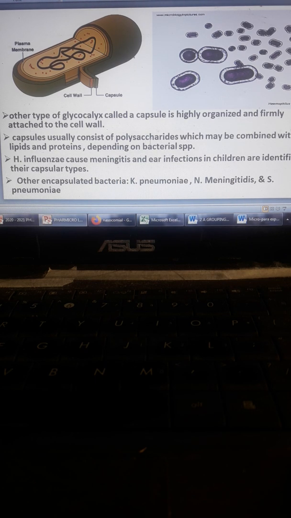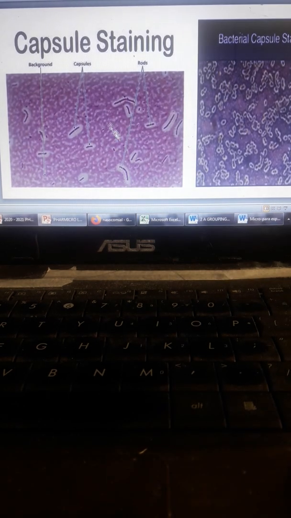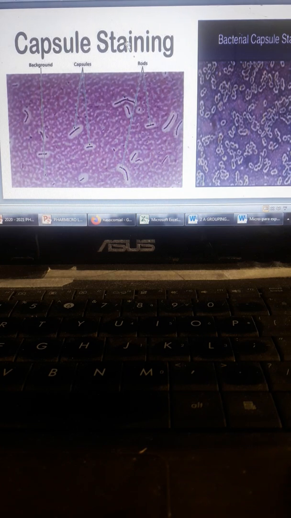Capsules usually consist of polysaccharides combined with lipids and proteins, depending on the species of bacteria. Example, Haemophilus influenzae, which causes meningitis and ear infections. They usually have capsules also. Take note, other encapsulated bacteria are Klebsiella pneumoniae, Neisseria meningitidis, and Streptococcus pneumoniae. These are examples of gram staining of capsulized bacteria. Usually you cannot see the capsule.